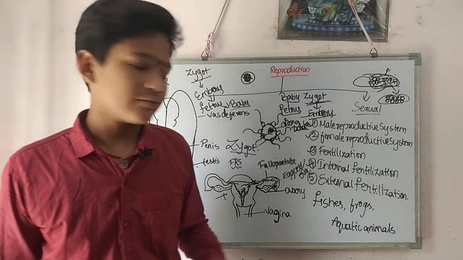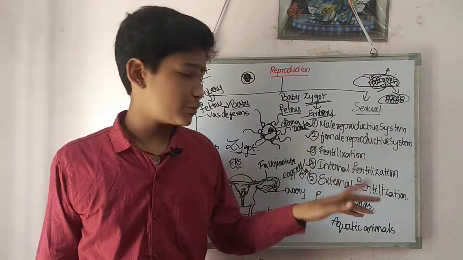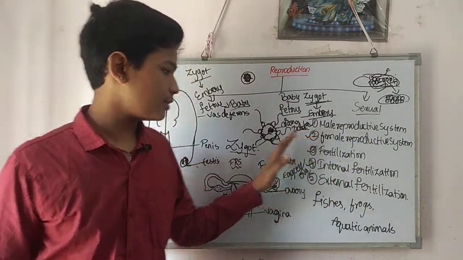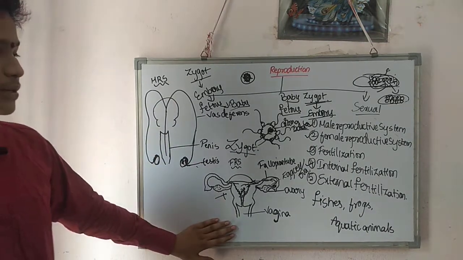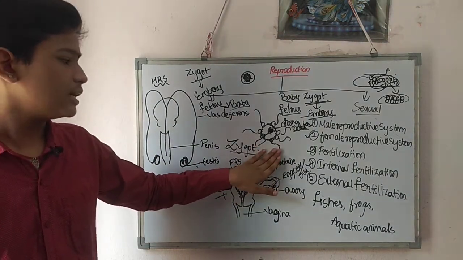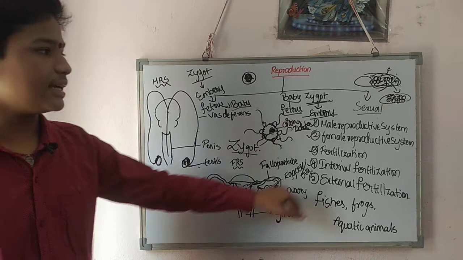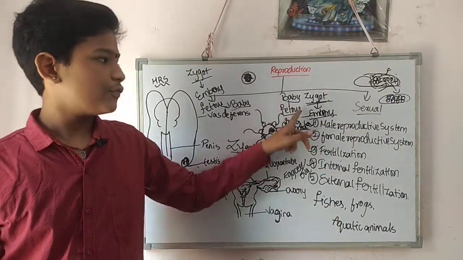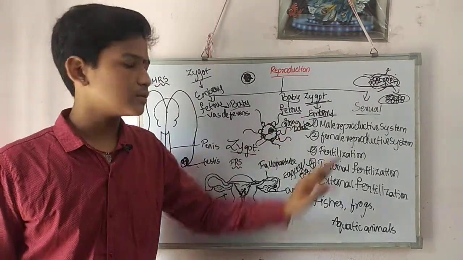Okay, once again I will revise it. We saw in sexual reproduction the male reproductive system, the female reproductive system, the fertilization, internal fertilization and external fertilization, and the flow chart. Today we discussed this.